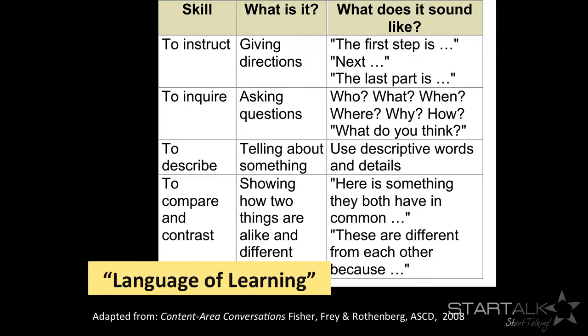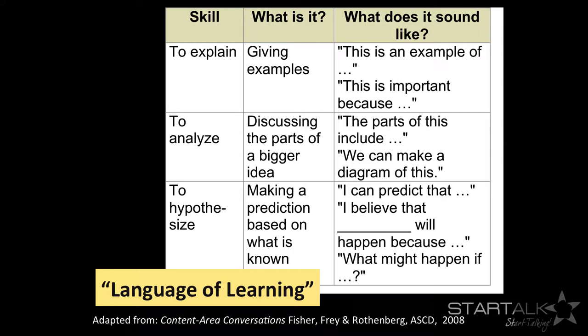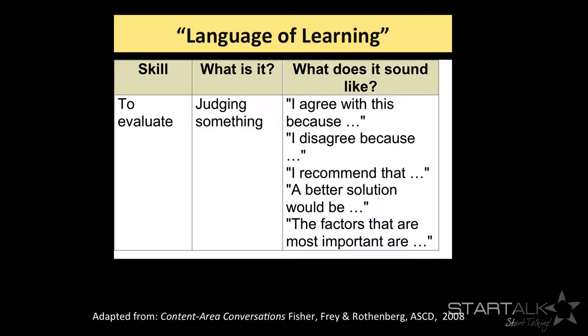The first step is next, the last part is. These are different from each other because. This is important because. So if I teach the kid that chunk, this is important because, as a chunk like me hago, then they can say, this is important because, a very simple sentence. And we can then scaffold them as they're building their language. I agree with this, I disagree with this, and so on. Just these ideas are fascinating to me.